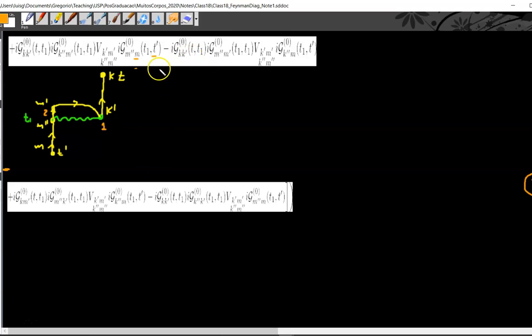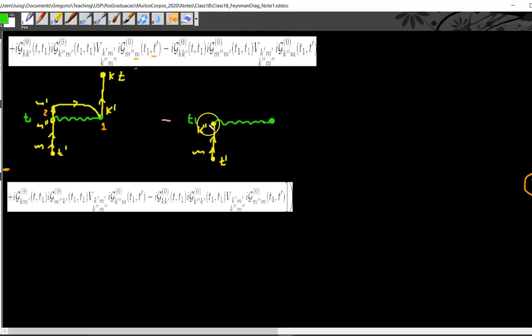Now let's go to this other one. There's a minus sign here, because I might have a loop in this one, and we'll go to loops later. But let's start again at m and t prime. Then I'll propagate to a point k double prime here, k double prime at time t1. And then I'll have a wavy line here.